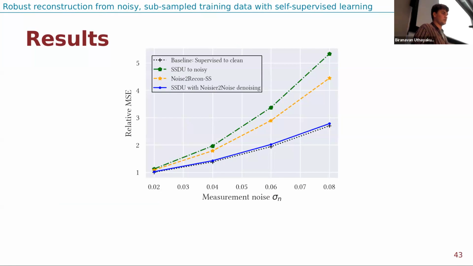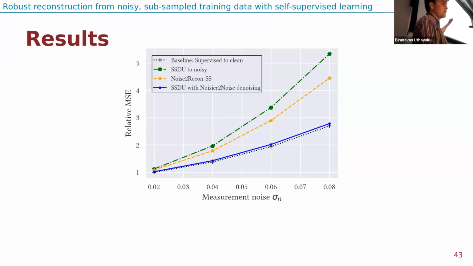So this experiment shows the mean squared error on the test set and how it performs as we increase the measurement noise. So the black dotted line, which is our best case baseline, supervised to clean: we've given our network noisy subsampled data and trained it on clean, fully sampled data. So this is the best we could possibly hope for our method. So if we just take SSDU and don't do any denoising, then we get this green line.